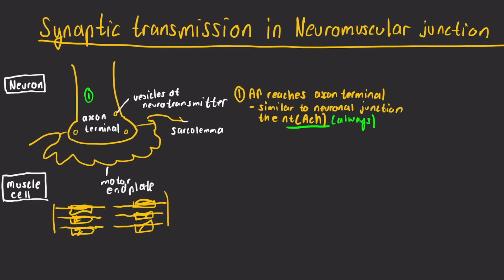So similar to the neuronal junction, the action potential will reach the axon terminal, causing the release of these neurotransmitters. So the neurotransmitters from the neuron are going to go to these specialized areas known as the motor end plate. So it's going to go over here. So let's go.